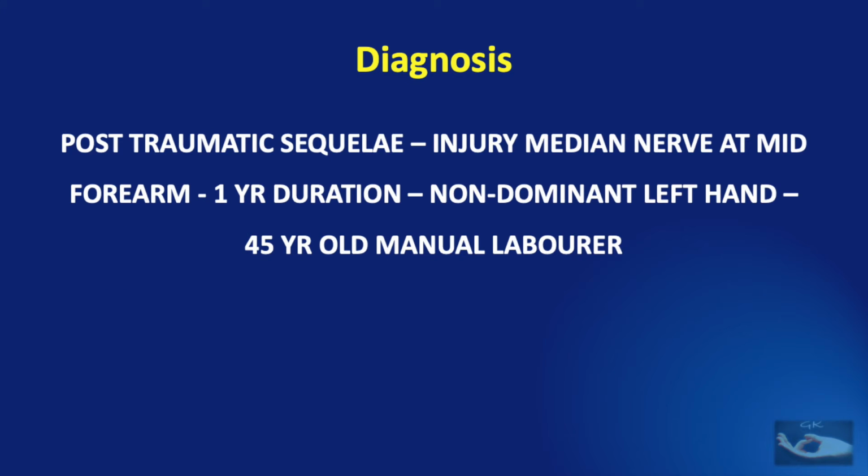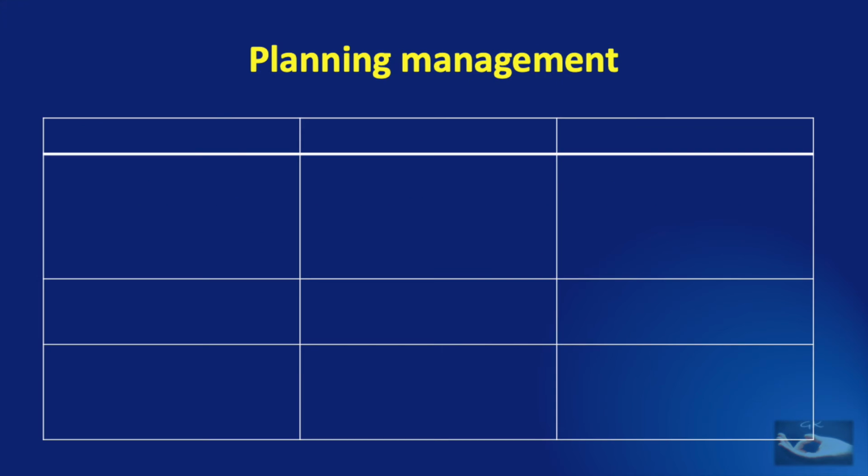The complete diagnosis in this patient would be post-traumatic sequelae, injury to the median nerve at the level of the mid forearm of 1 year duration involving the non-dominant left hand in a 45-year-old manual laborer. Having come to a clear diagnosis, we need to plan the management.